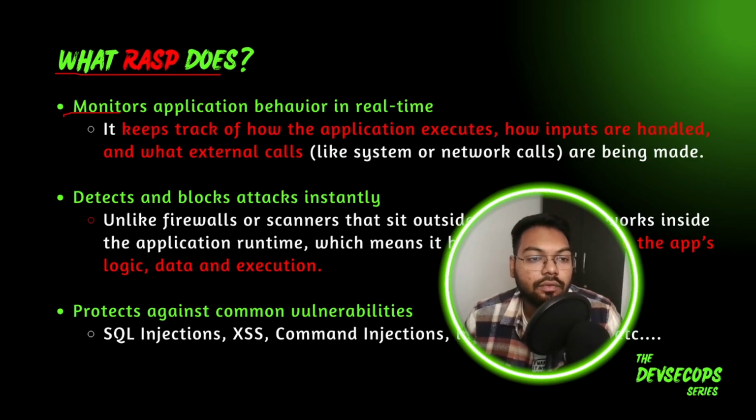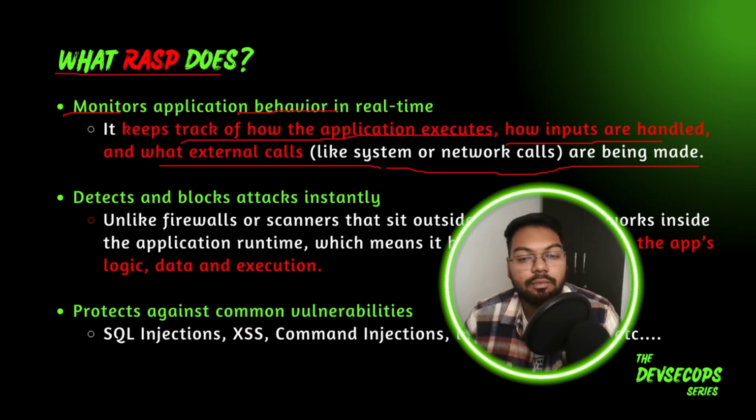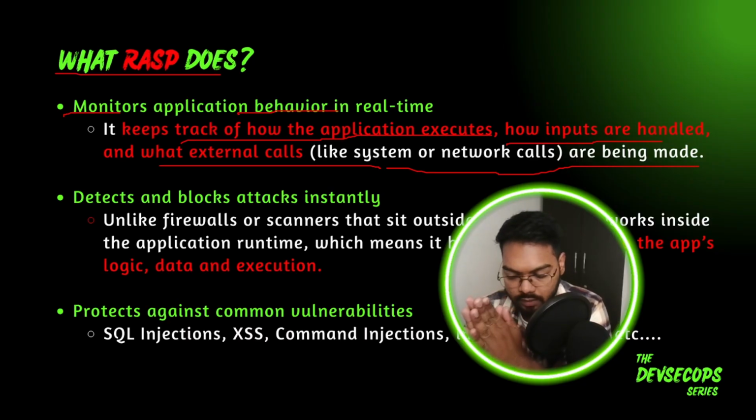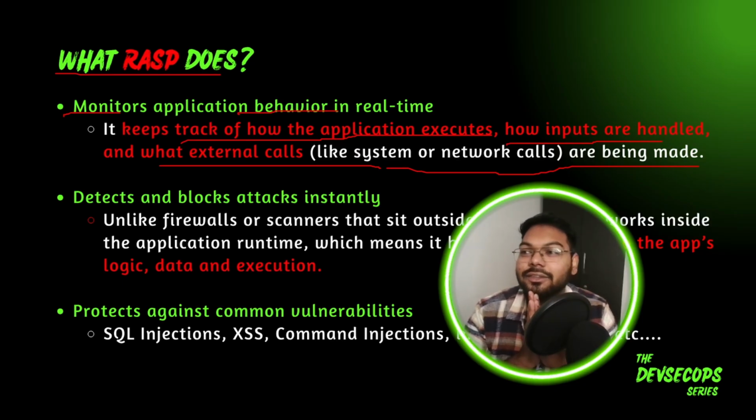So RASP first of all monitors the application behavior at runtime. It keeps track of how the application executes, how inputs are handled, and what external calls, like system or network calls, are being made. Remember, whenever an application is running, it runs on a certain system. Then there is any network communication it does from its application endpoint to APIs or any other external APIs. This RASP application monitors all these things and keeps track of how it works.